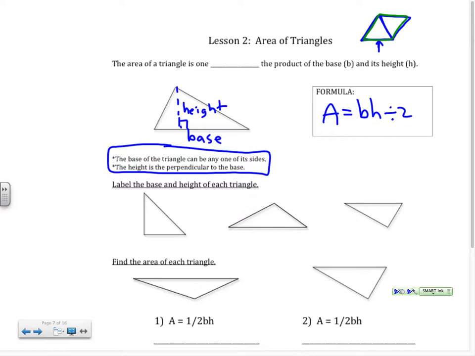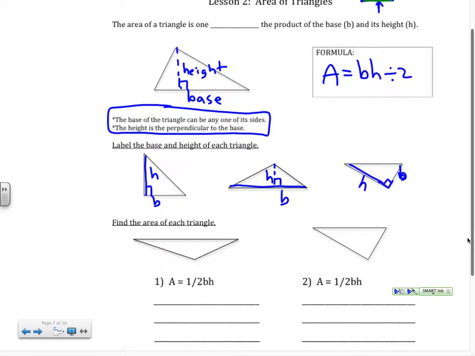So if we label some of these, we already have this base and this side here perpendicular. So this would be the height, and that would be the base. This would be the base here, and I'd have to draw an imaginary perpendicular line. That would be the height. This one actually looks like it's a right angle, so the bottom here could be the base, or the right side actually, and since it already forms a right angle, that's the base, and this could be the height.